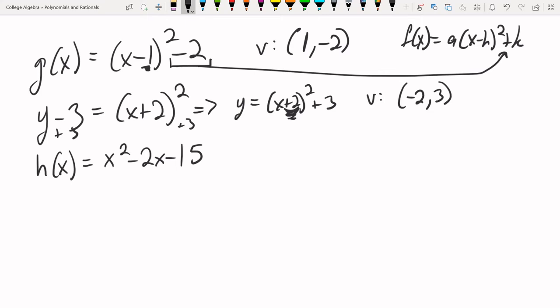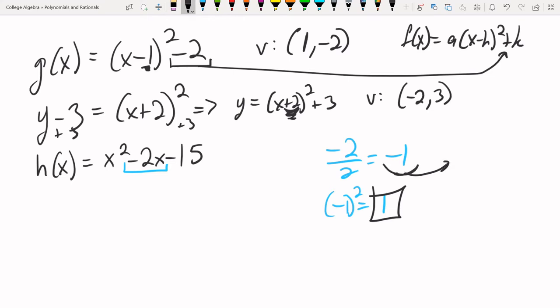For h of x here, we need to complete the square. So we look at this term, divided by 2, we get -1. -1 squared gives us 1. The 1 is what we're going to add and subtract, and this is going to end up giving us x minus 1 squared as a complete square.